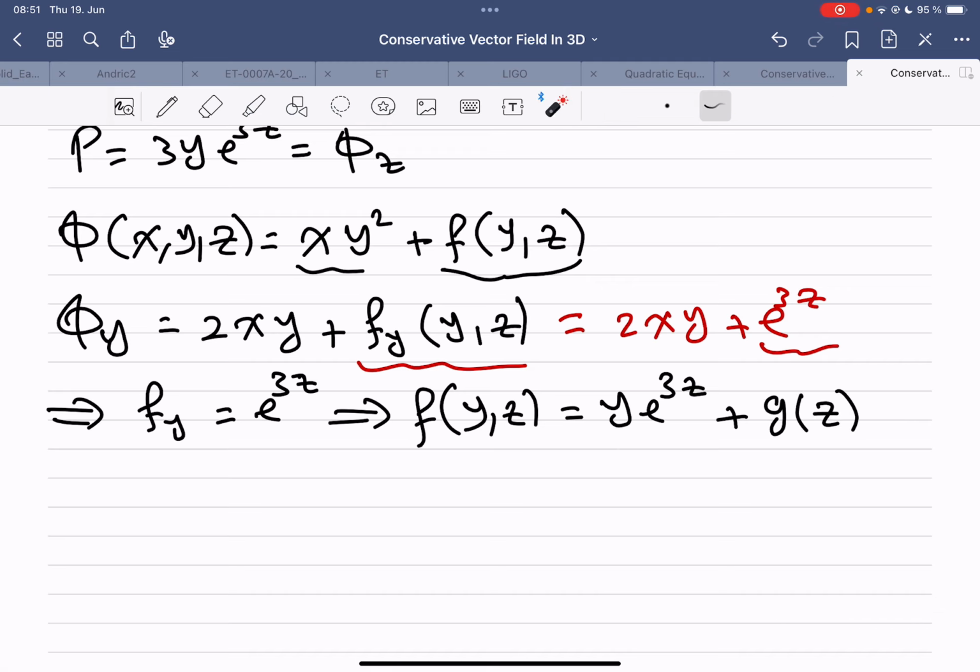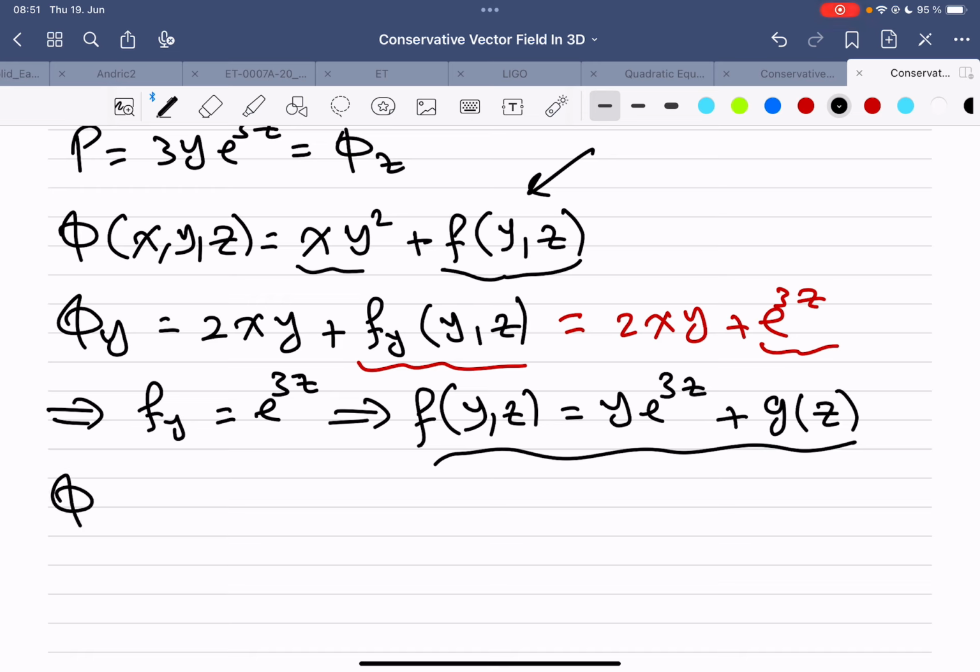Note that if you differentiate this function with respect to y, this will give you e to the power 3z plus 0, because this is a function of just z. Now we will substitute this in our main function. So phi(x, y, z) equals x y squared plus f(y, z), which is y e to the power 3z plus g(z).